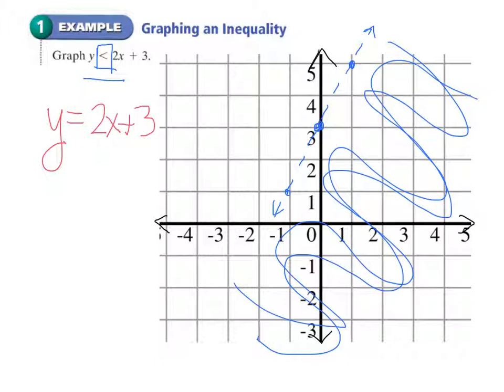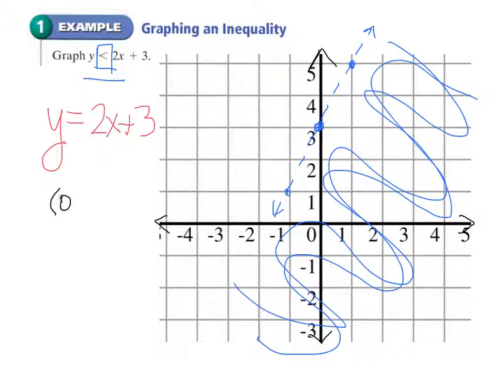What you have to do is pick a point that is not on the line and see if it's true or false. So for example, let's say you did not know this blue side was a solution. Here's what you would do. The easiest point to always pick is 0, 0. So I'm going to pick 0, 0.